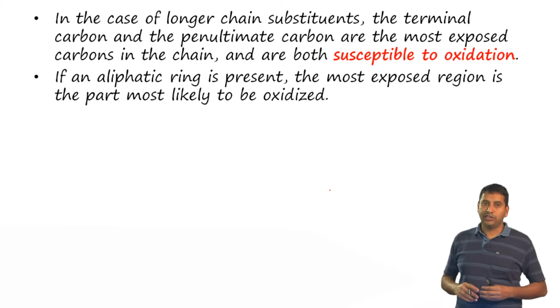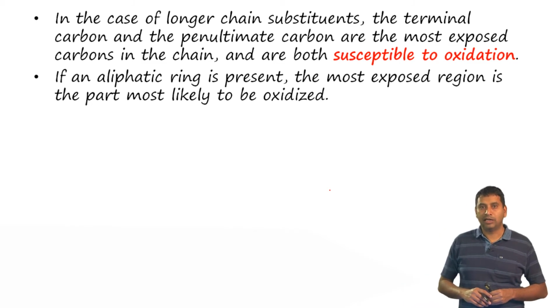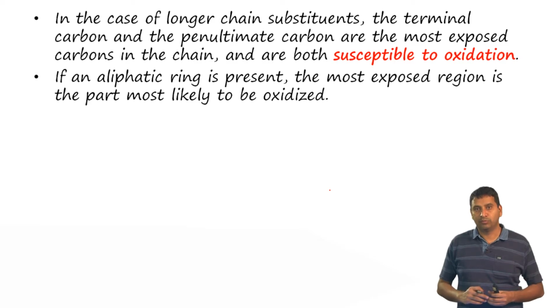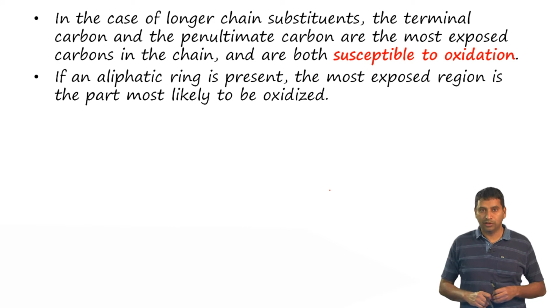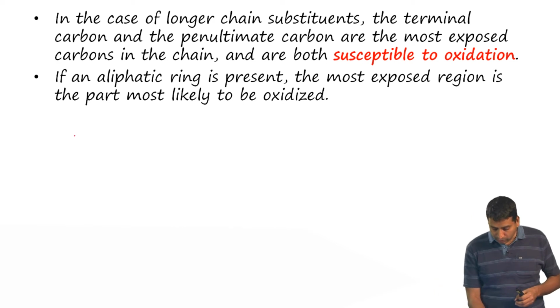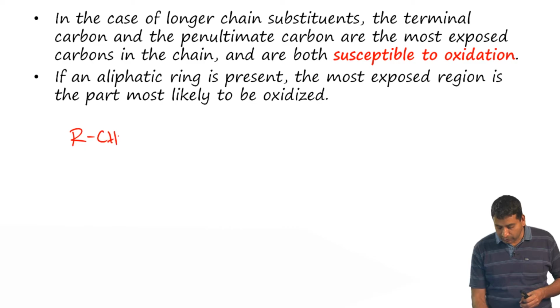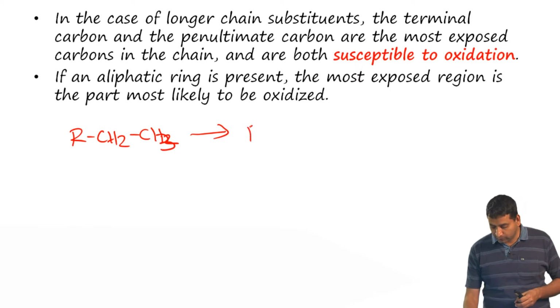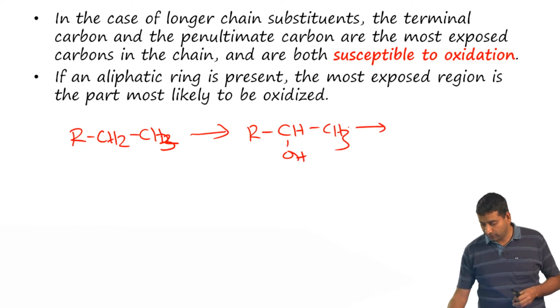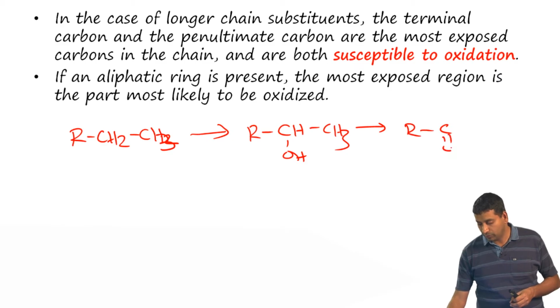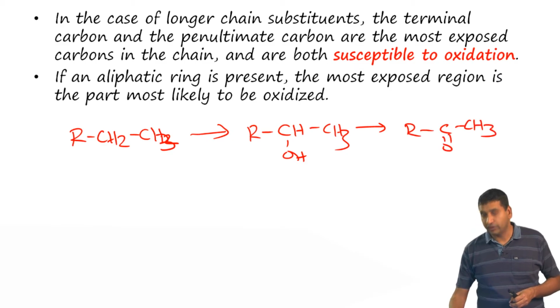When you have longer chains, the terminal carbon and the penultimate carbon are the most exposed and they are both susceptible to oxidation. So, we just looked at the example of the terminal carbon, but now imagine you can also have an internal carbon which can undergo oxidation. So, let us say you have this molecule here, this can form R CHOH CH3, which in turn can undergo oxidation again to form R C double bond O CH3. So, you are generating a ketone.